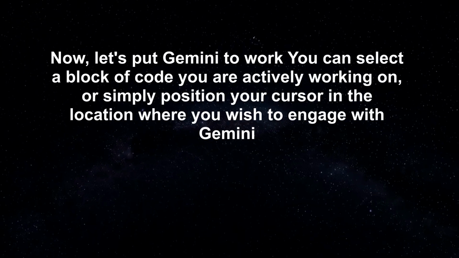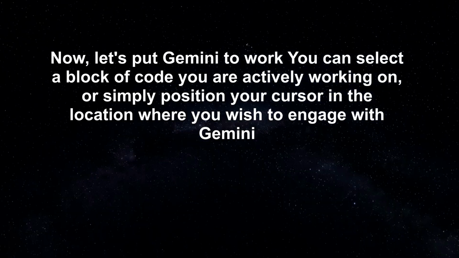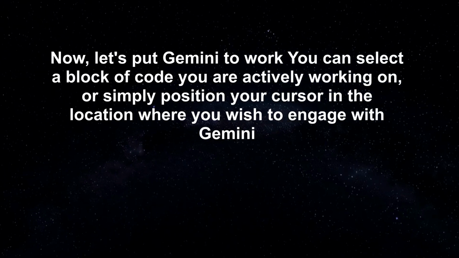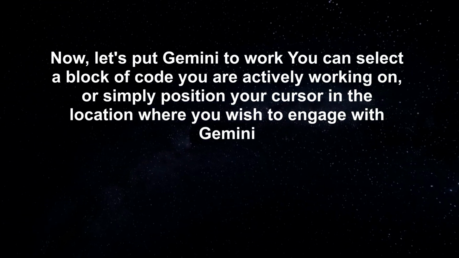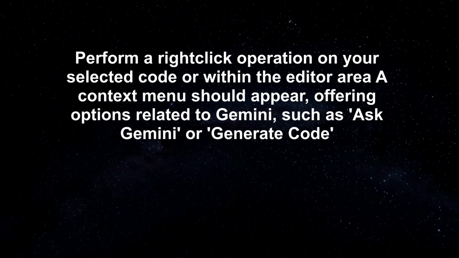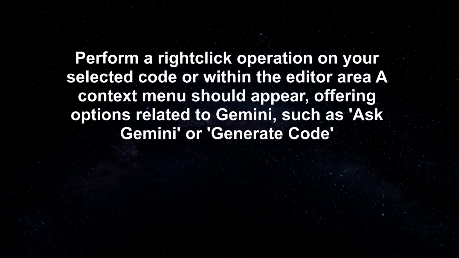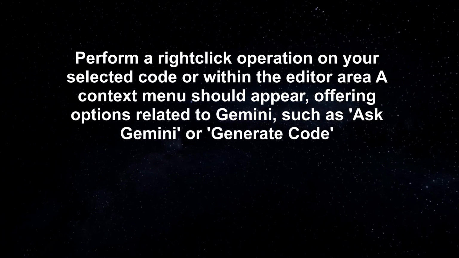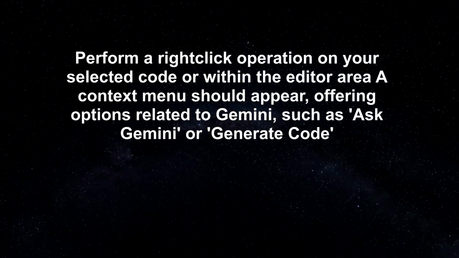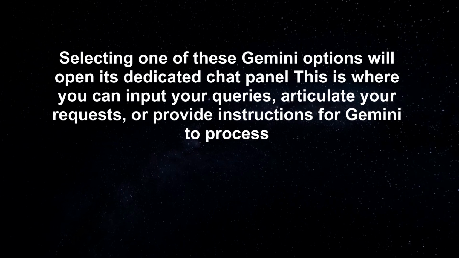Now, let's put Gemini to work. You can select a block of code you are actively working on, or simply position your cursor in the location where you wish to engage with Gemini. Perform a right-click operation on your selected code, or within the editor area. A context menu should appear, offering options related to Gemini, such as Ask Gemini or Generate Code. Selecting one of these Gemini options will open its dedicated chat panel.